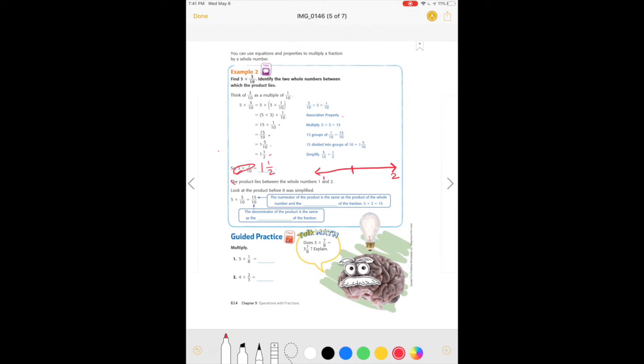Okay, we don't need to worry about all this because I'm not going to make you do this on the test or on the problem that we're doing next. All right? Multiply. Let's do it a couple different ways.